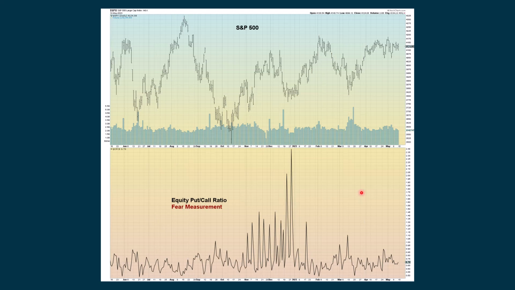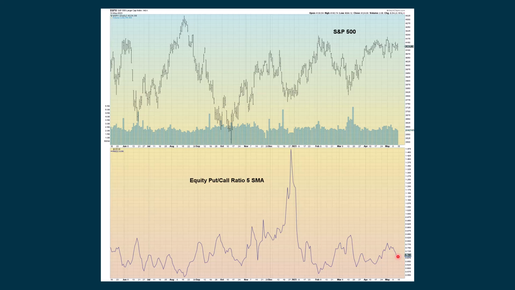This is a one-day chart of the equity put-call ratio, just showing how it goes up and down. Generally, it follows what has been happening in the market. Here's a 5-period simple moving average of the equity put-call ratio. And then the chart that you usually see is a very long-term chart, and we use that to generate signals when the market has typically hit a bottom.